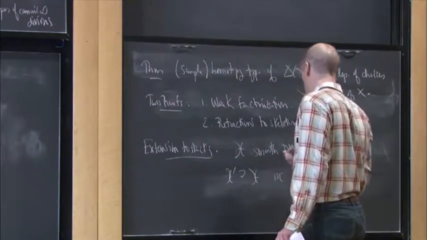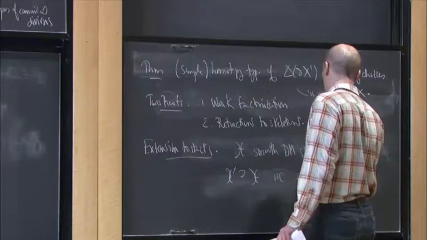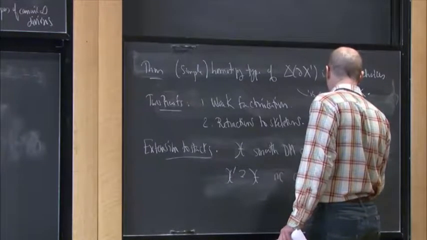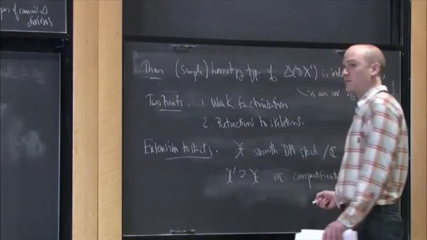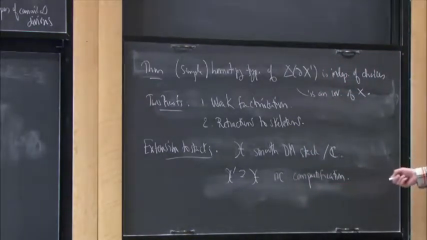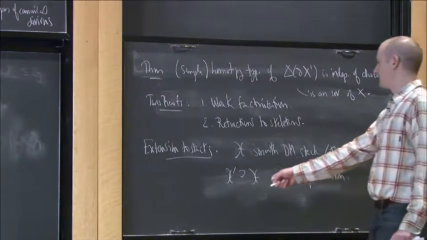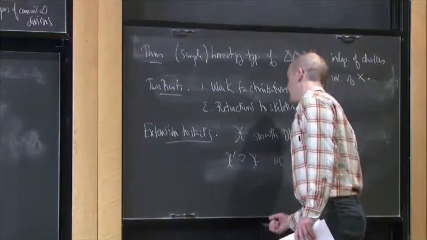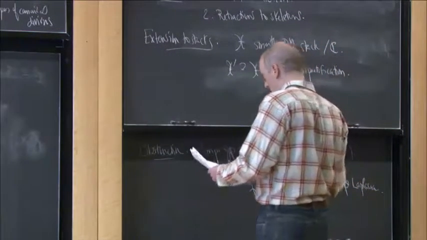But here I shouldn't say simple normal crossing. I should say normal crossing compactification. So simple normal crossing compactifications do exist. But if we want to work with the Deligne-Mumford compactification of M_{g,n}, that's not simple normal crossing. So we want to really just be able to work étale locally. And so then we should be able to work with normal crossing compactifications.